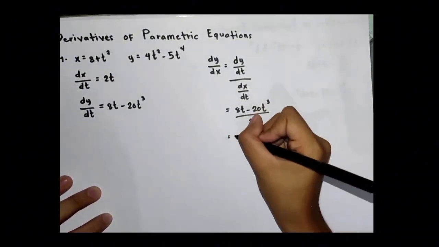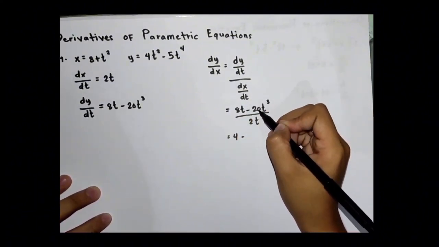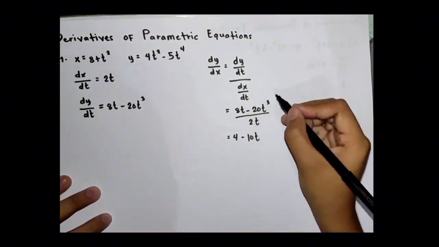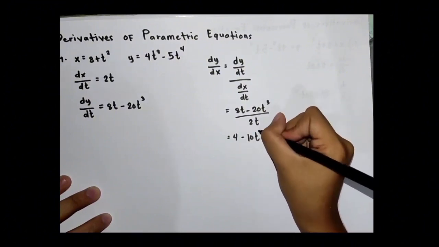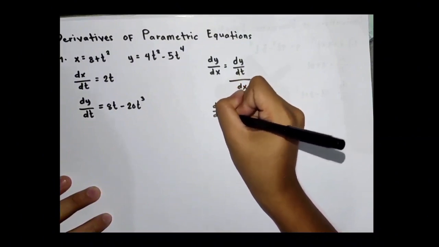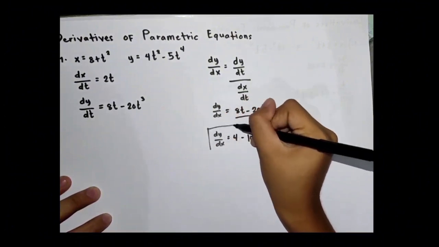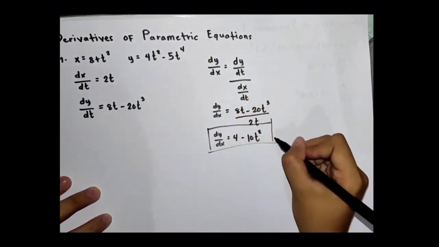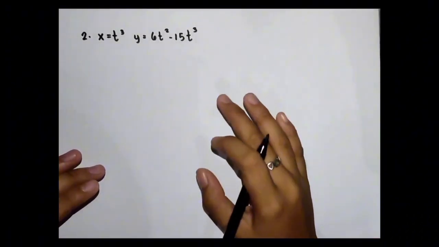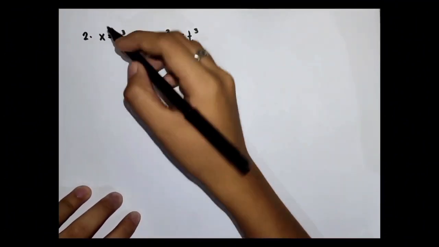8t divided by 2t equals 4, minus 20t cubed divided by 2t equals negative 10t squared, since exponent 3 minus 1 equals positive 2. Now this is our final answer. Now let's move on to our next example. This time I want you guys to try answering it. Comment down your answers. Let's solve it.